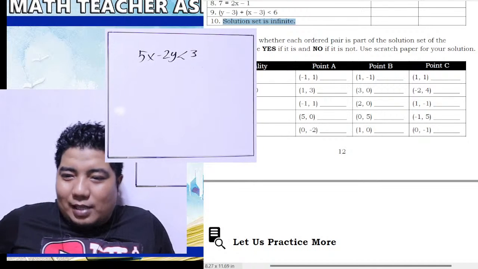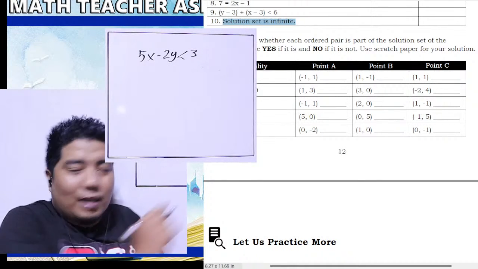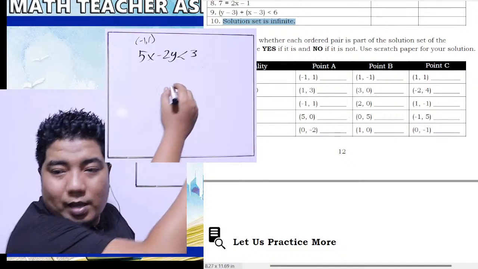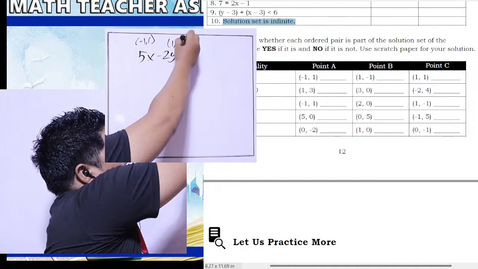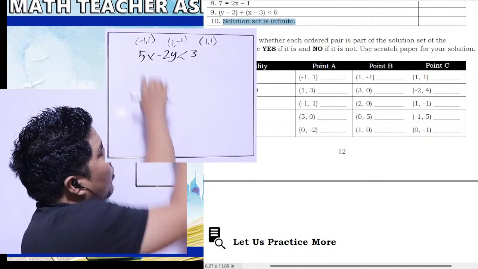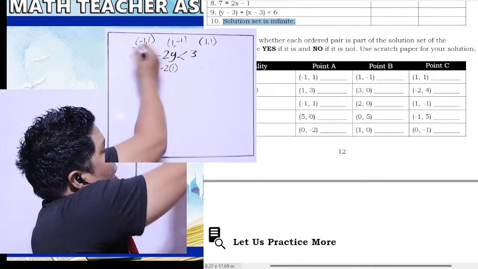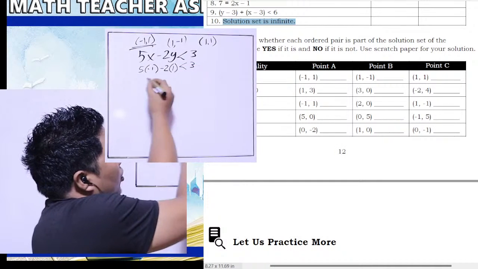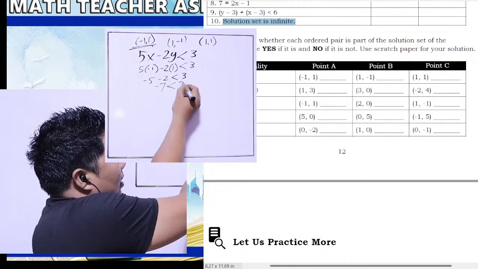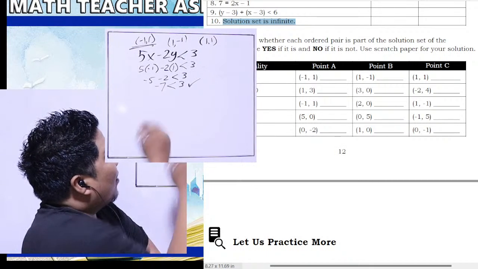Okay. So, let us try. Yes or no lang ito ha. Pero let us just, of course, try negative 1, 1. We will try 1, negative 1. And we will also try 1, 1. Okay. So, these 3. So, of course, we will start here. So, that will become 5 times negative 1, minus 2 times 1, is less than 3. So, we have negative 5 minus 2 is less than 3. Negative 5 minus 2, that is negative 7 is less than 3. Is negative 7 less than 3? Of course, yes.